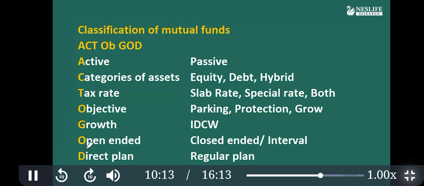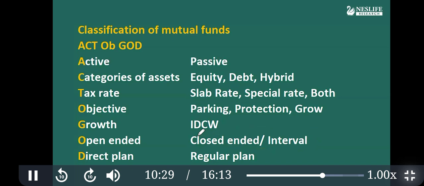Open-ended means the investor can buy a mutual fund anytime and exit anytime. There is no restriction on open-ended schemes, while close-ended and interval schemes have specific time intervals where you can enter and exit.